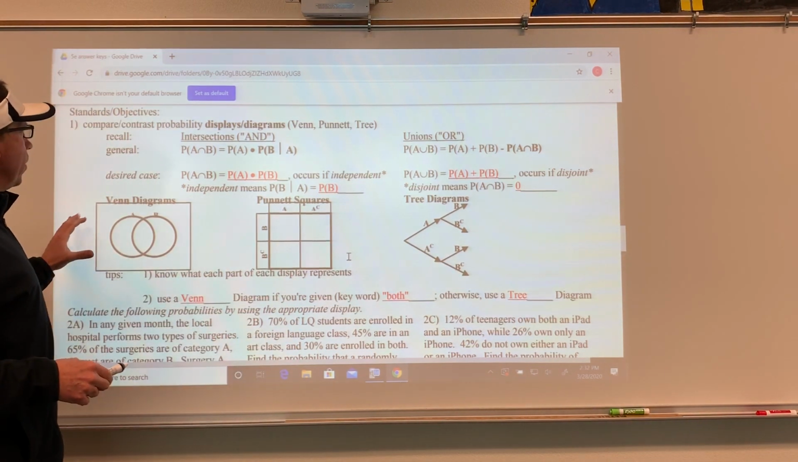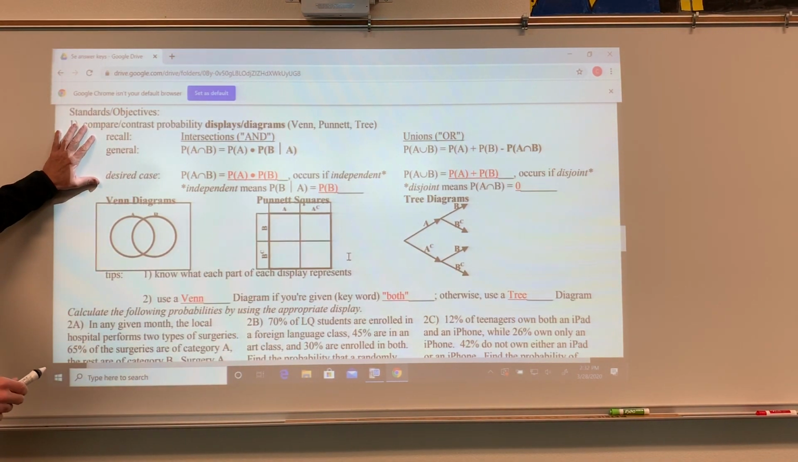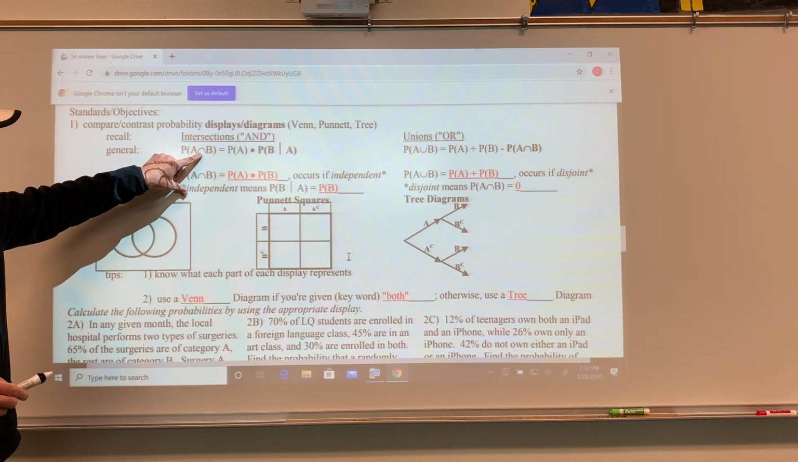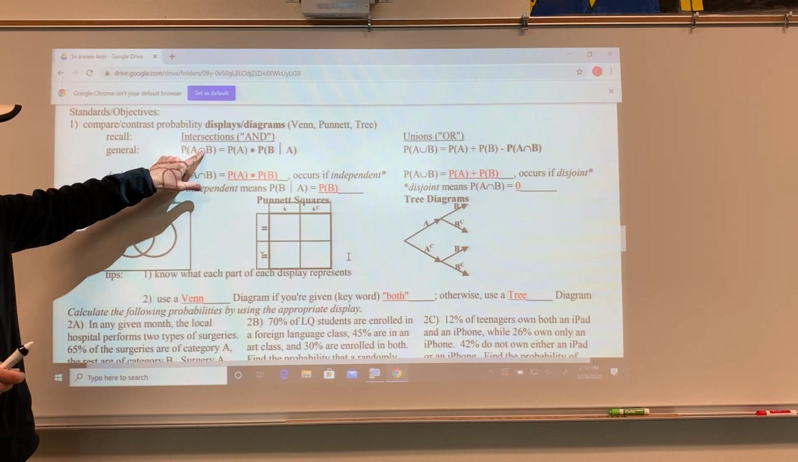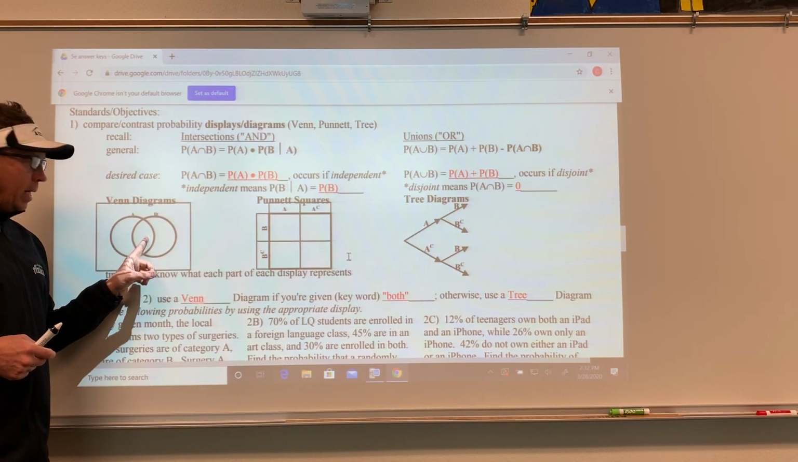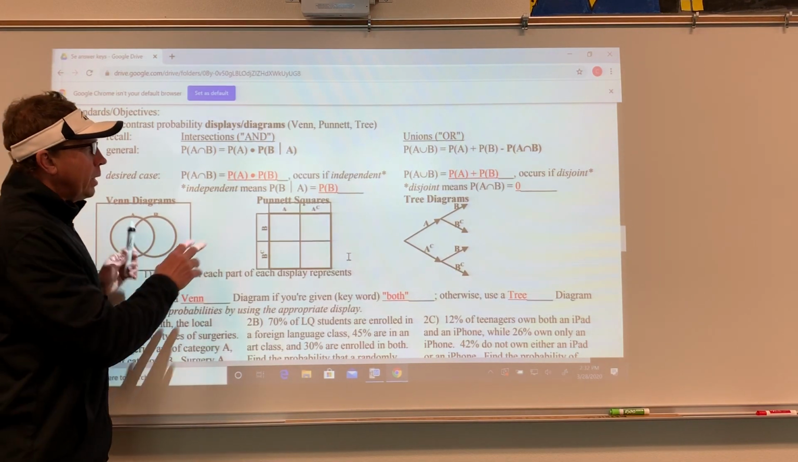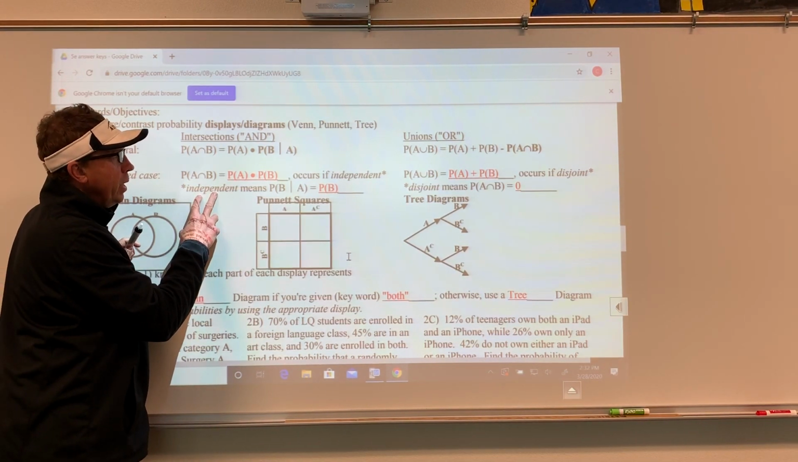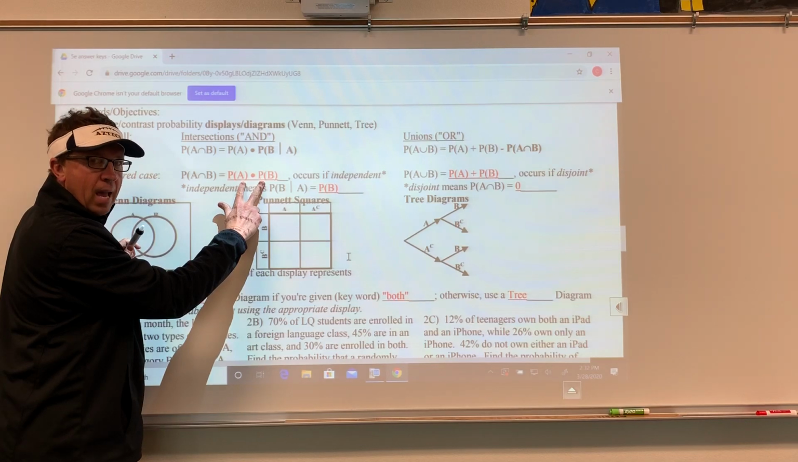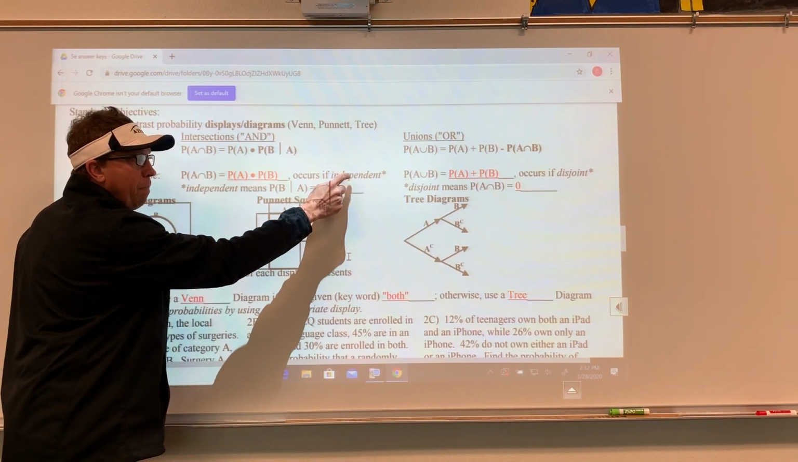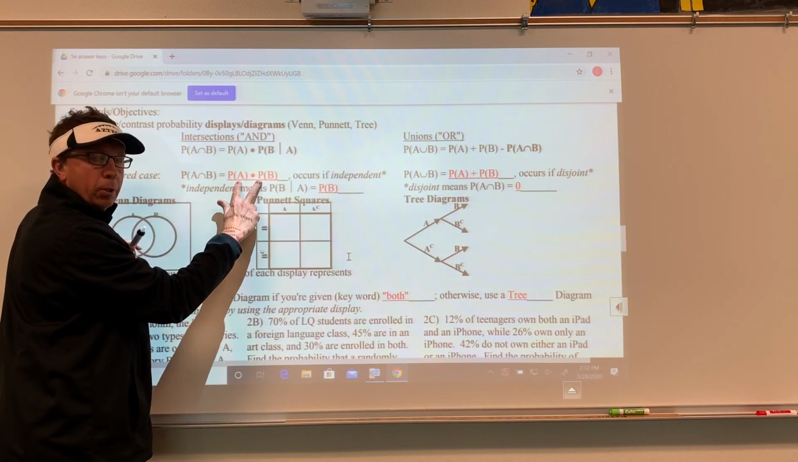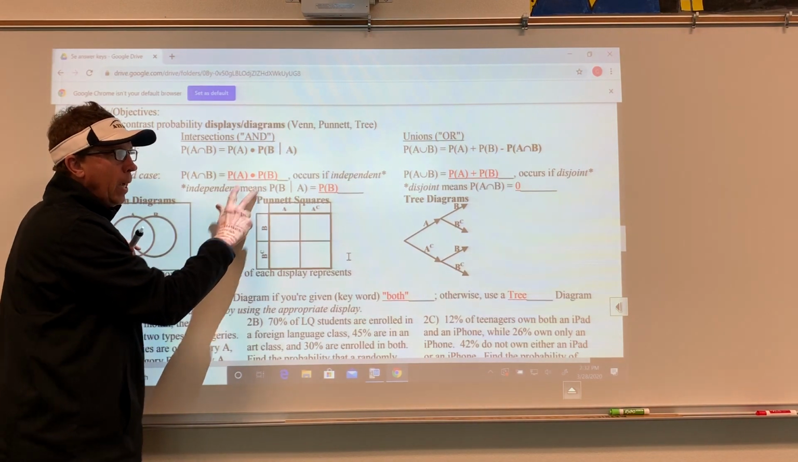All right, let's go over a few things. Just recall from general things. This symbol means intersection. This is where things overlap. And that overlap area is right here on the Venn diagram, okay? And the intersection of two things is the product of A and B, if they're independent. It'll be the multiplication of those two, okay?